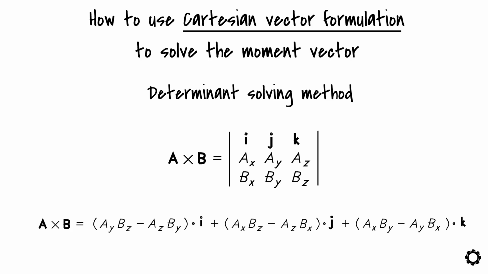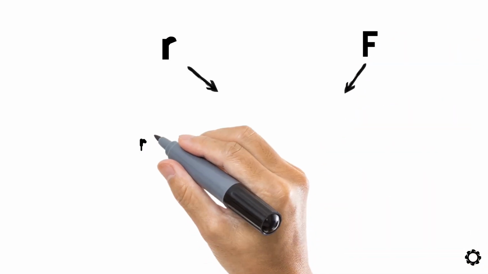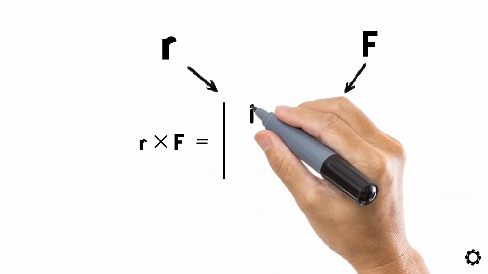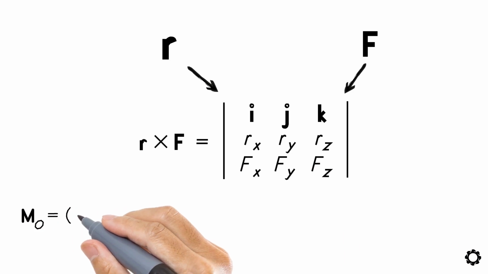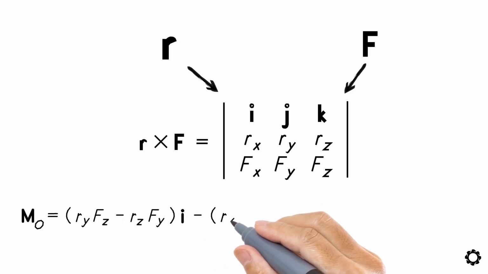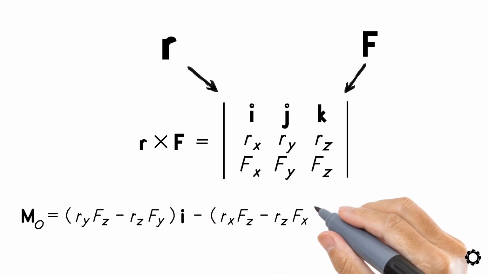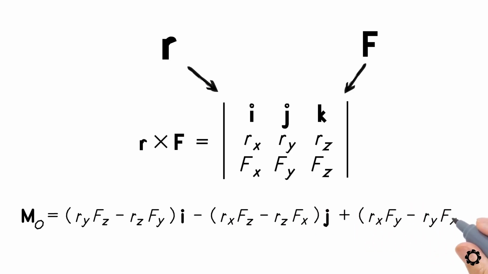Some of you may have already figured out how the procedure will go when we are applying this to solve the moment vector. Like in the general case, we have 2 vectors, which in this case are the position and the force vector. Now the determinant for these vectors can be written as r cross F equals determinant of i, j, k, r_x, r_y, r_z, F_x, F_y, F_z, which leads to the following solution. M_O equals (r_y F_z minus r_z F_y) i minus (r_x F_z minus r_z F_x) j plus (r_x F_y minus r_y F_x) k.